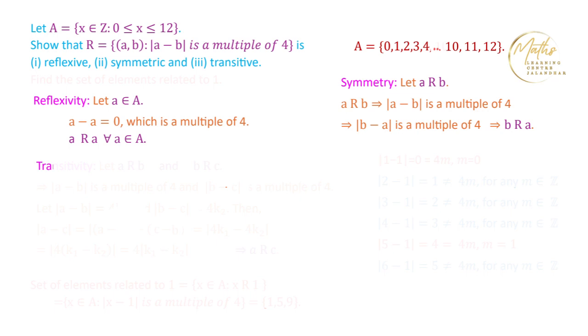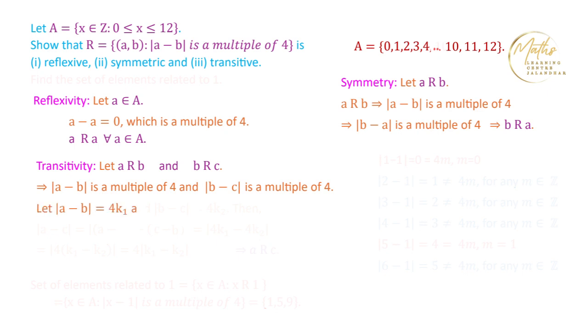Next, for transitivity, we say let a and b be related, and b and c be related. So if a and b are related, it means |a − b| is a multiple of 4. And if b and c are related, it means |b − c| is a multiple of 4. Now if a − b is a multiple of 4, it means there exists some number k1 such that a − b is equal to 4 times k1. It is a multiple of 4. And b − c is a multiple of 4, it means b − c is equal to 4 times some number k2. Now we have to check whether a and c are related or not.